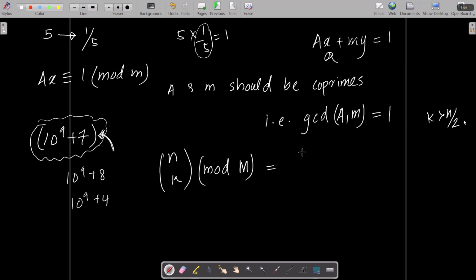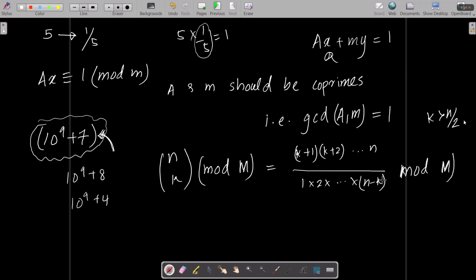And we have derived that this can be (k plus 1)(k plus 2) up to n, divided by 1, 2 up to n minus k. This is the simplified version, and you need to take mod m. Now, they are asking us to take the modulo m because this number is going to be huge. So it is very inefficient to keep large numbers.